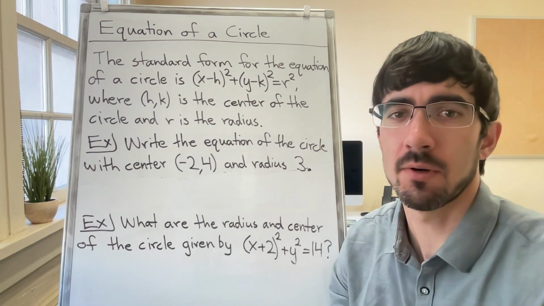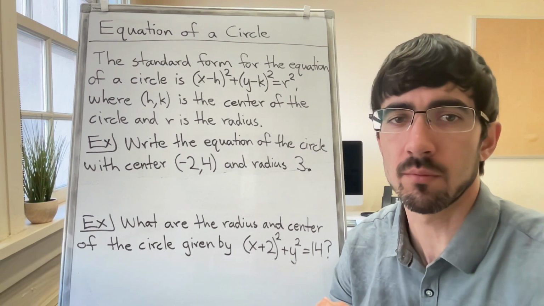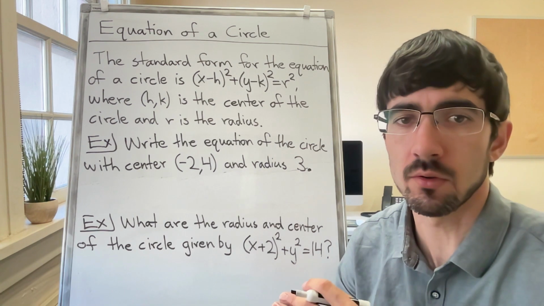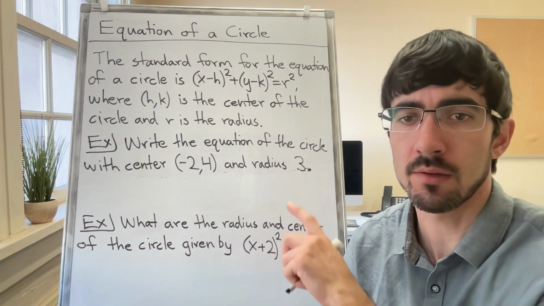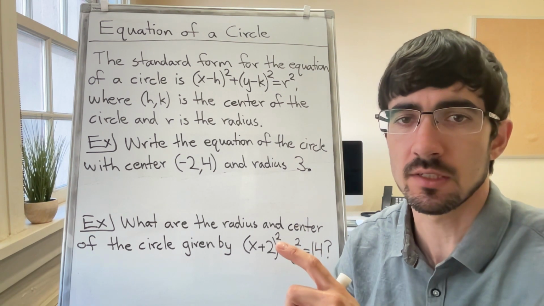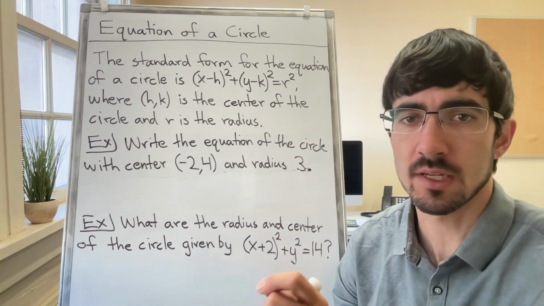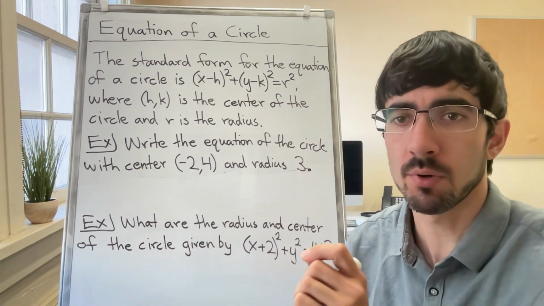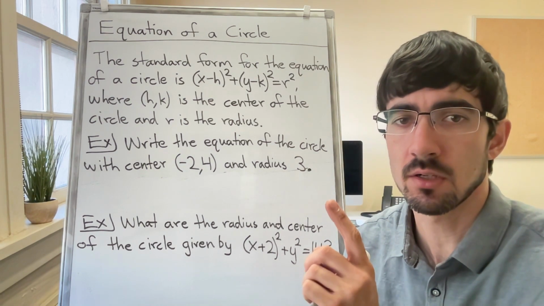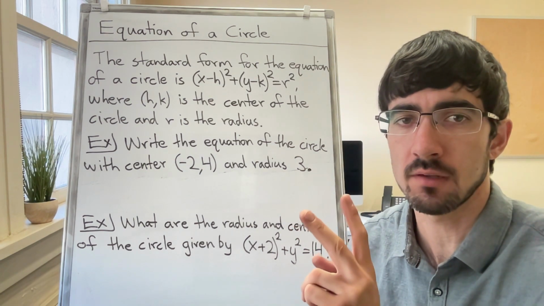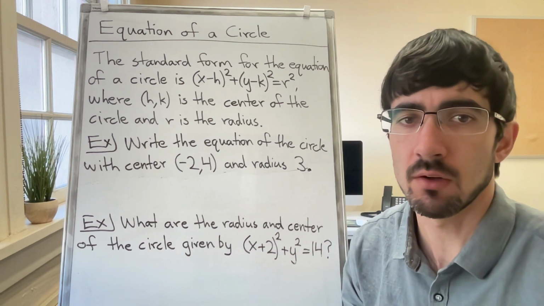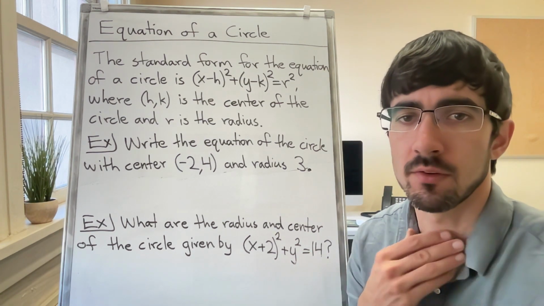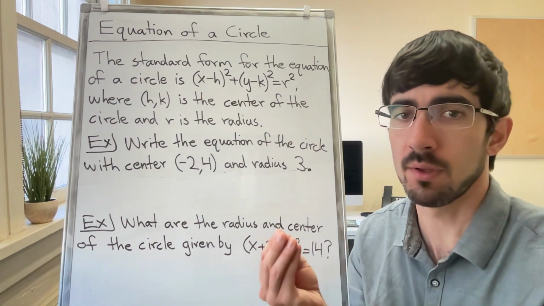In this video, I want to discuss the standard form for the equation of a circle. Remember, the circle is all points within a fixed distance from a given point called the center. So the important properties of a circle are knowing the center and the radius. If you know those things, you can sketch a circle. The standard form for the equation of a circle reveals those properties. It has those properties built into it.